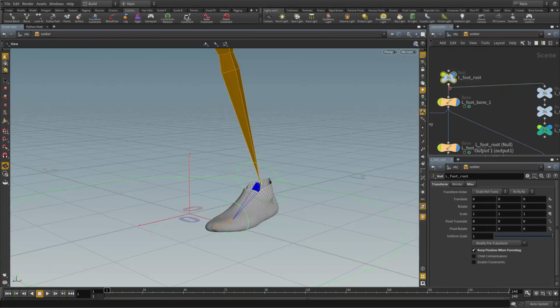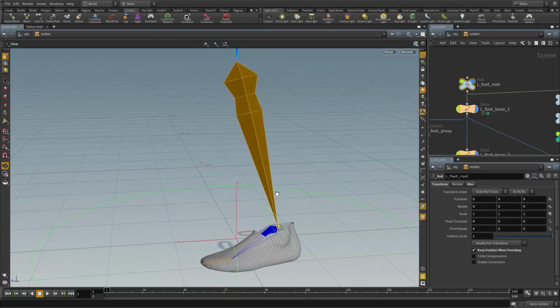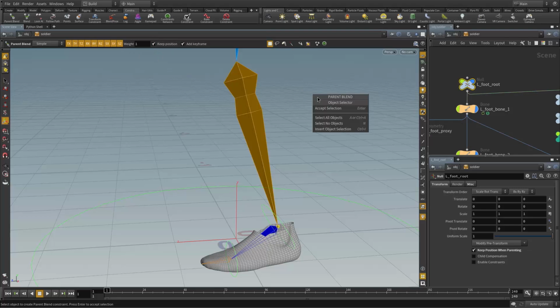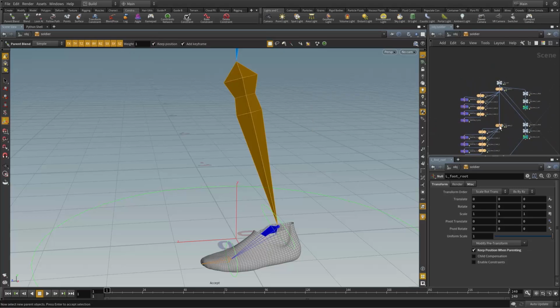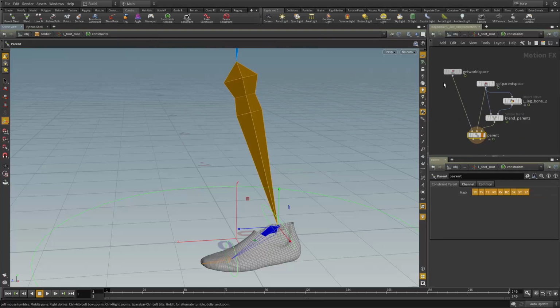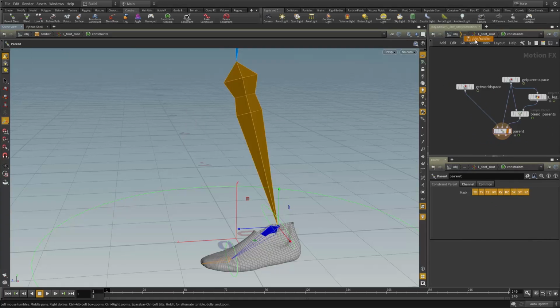Our left foot root, we're going to constrain to this lower leg bone. So we can come over here, parent blend, simple, full transform, keep position, left foot root, and lower leg bone. That dumps us into the left foot root constraints network. Go back up to the object level.